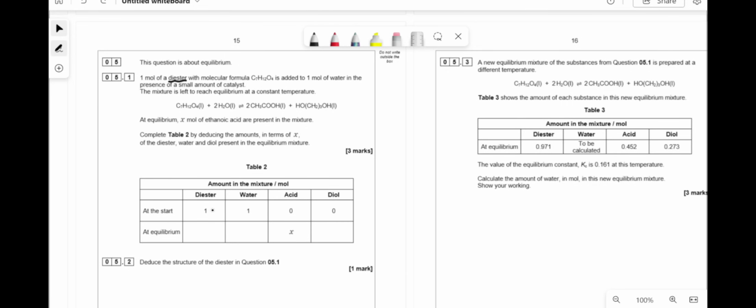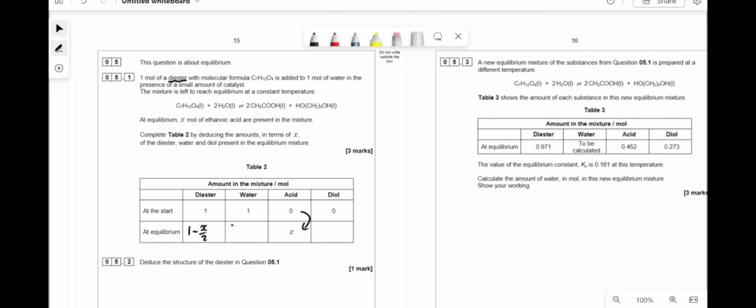The amount of diester: if this has increased by X, then this must have fallen by half X, because this is a 2-to-1 ratio. You've got 2 here and you've got a 1. So that means if this has gone up by X, this has to have fallen by half X. So that means it's 1 minus X over 2.